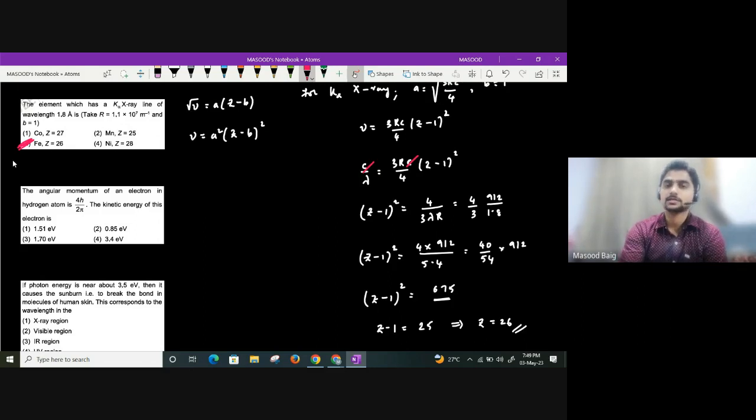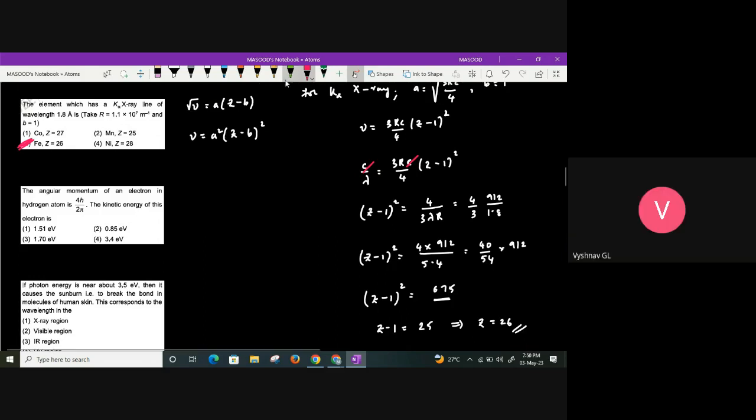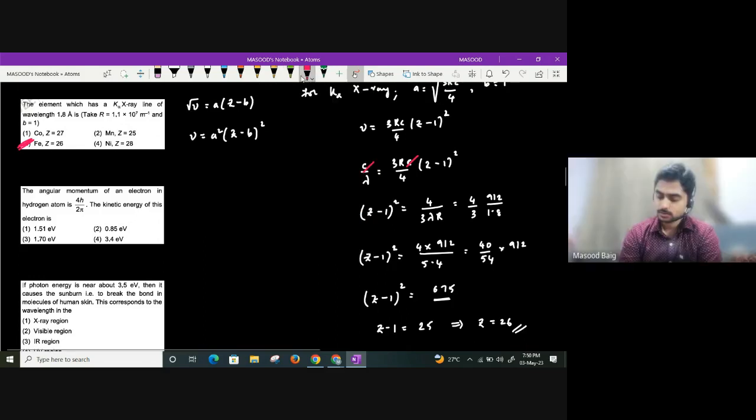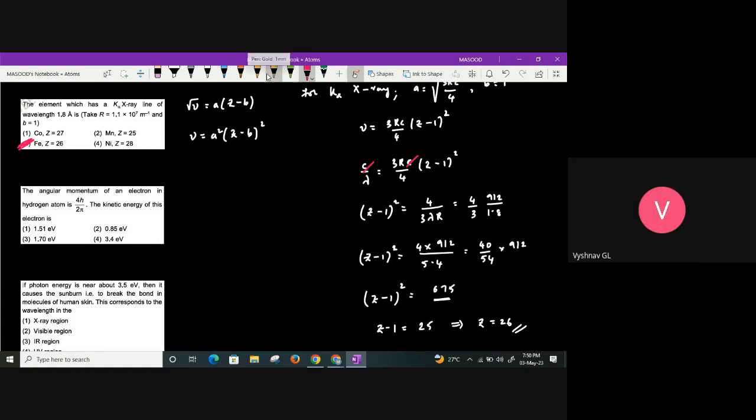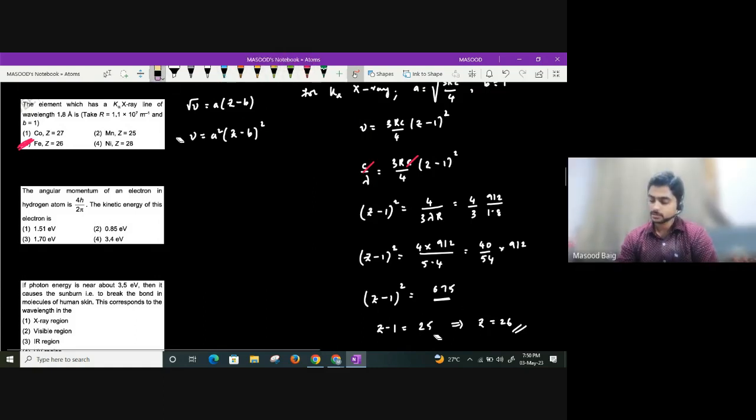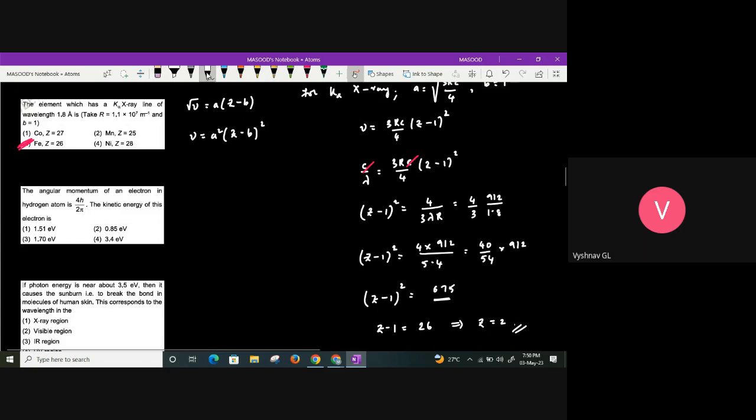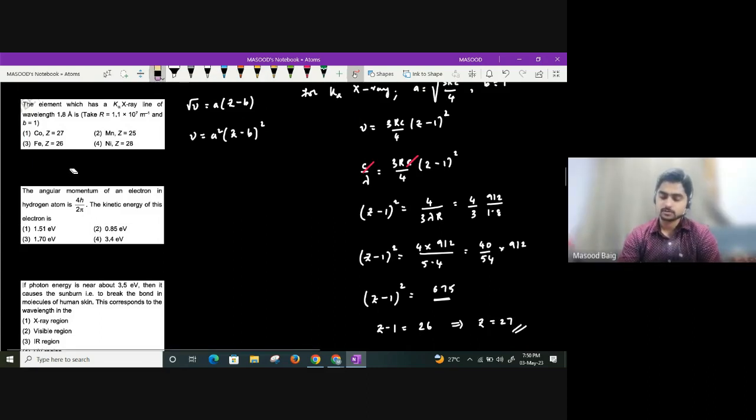K alpha characteristic X-ray will be formed when a transition of an electron takes place from the L shell to a vacancy created in the K shell again. Okay, so it should be 625, so 25. 675 came, no? So 26. 676 is 26, no? 26. You'll get 27 then. So how did you get the A value as under root of 3RC by 4? It is specific for K alpha X-ray. Okay.